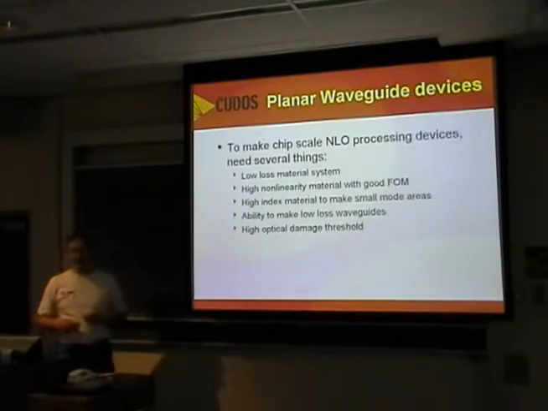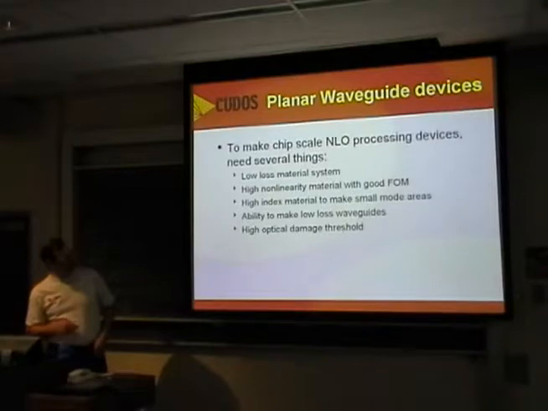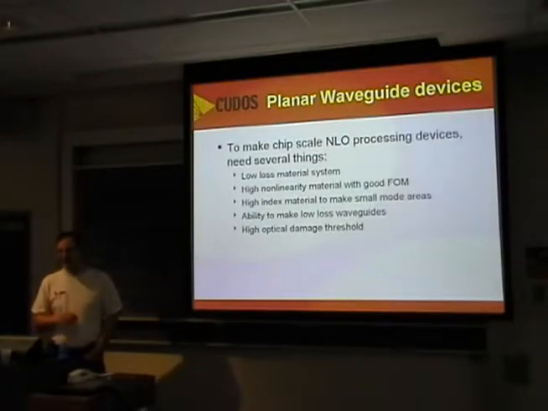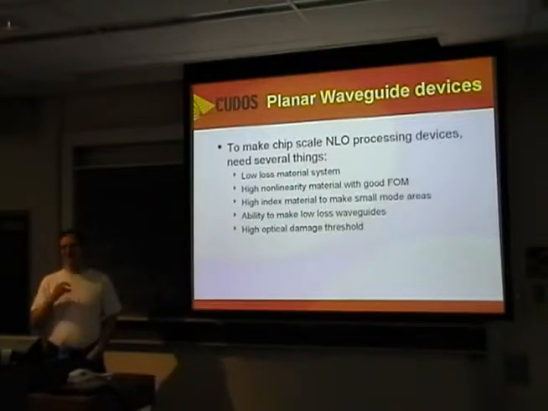So, in order to make a chip-scale processing device, there's a number of things that you actually need to get from the material. First of all, it has to have low loss. It also has to have high nonlinearity and a good figure of merit. In order to get low switching powers, which are desirable in things like telecom applications where we don't want to be plugging kilowatt lasers into them, we actually want to have a material that's got a high refractive index in order that we can make devices with small mode areas and hence get very high intensities with low powers.